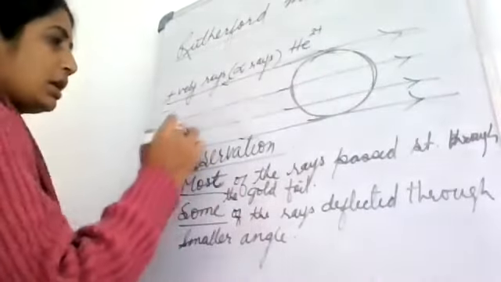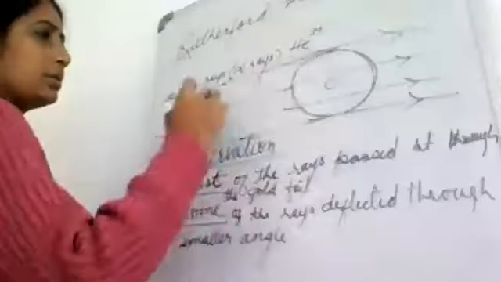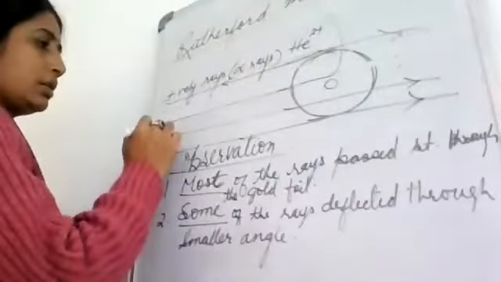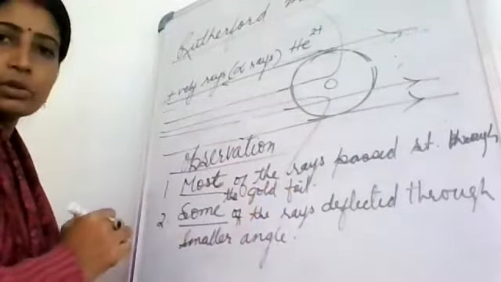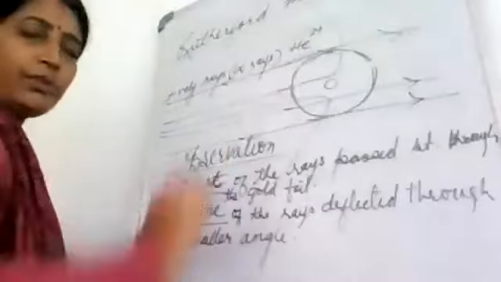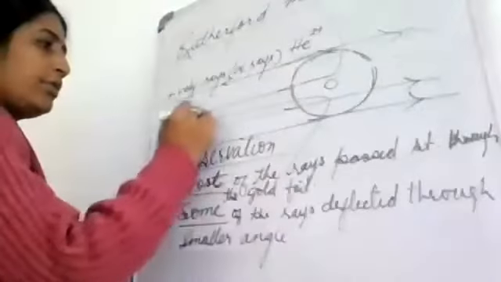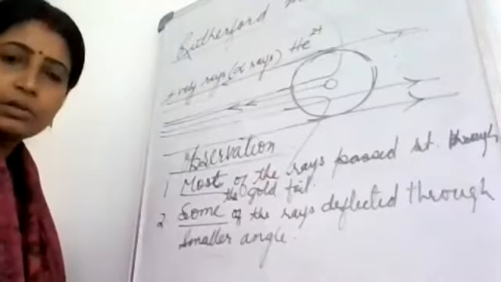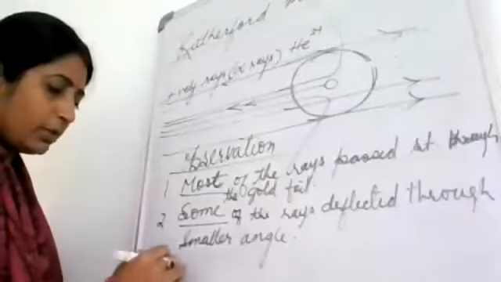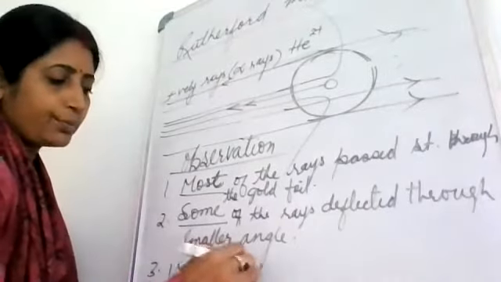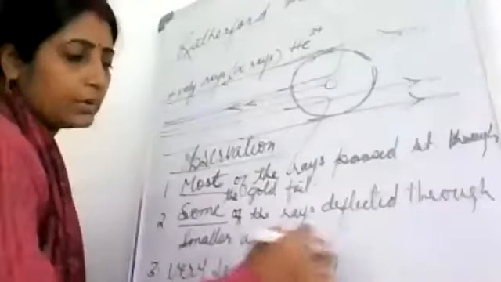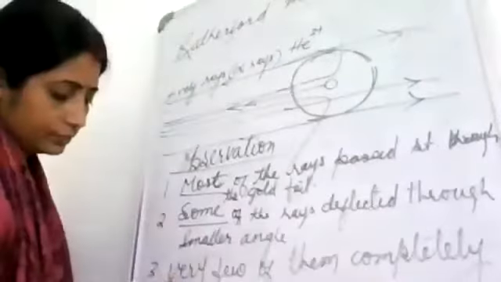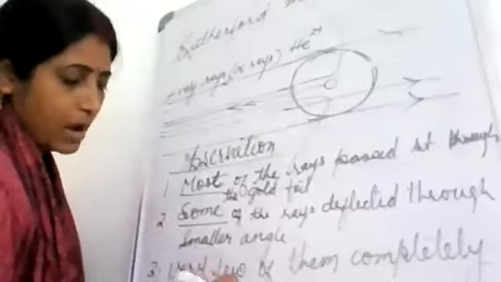इसे ये पास हो गया, यहाँ पर ऐसे पास करके यहाँ डिफ्लेक्ट हो गया, यहाँ से पास होके इधर डिफ्लेक्ट हो गया. Some of them deflected through a smaller angle and very few of them completely repel back. Very few. Third point क्या है? What is the third point? Very few of them completely repel back.